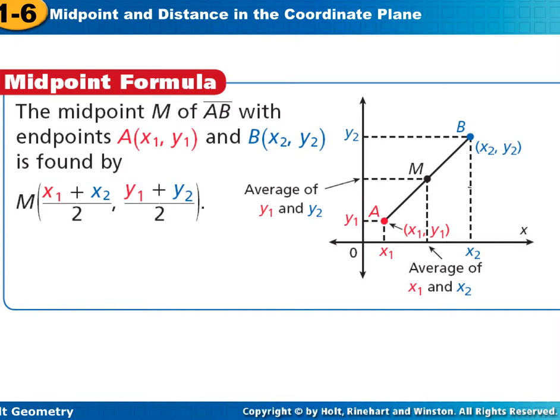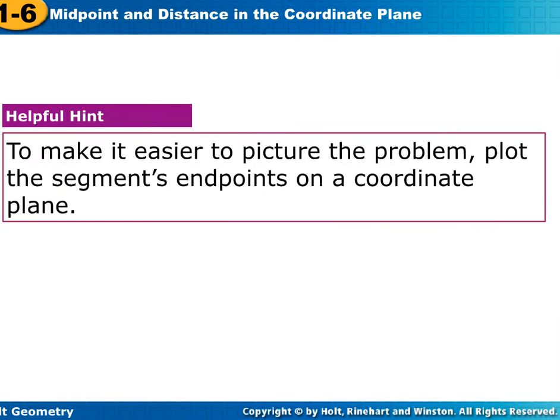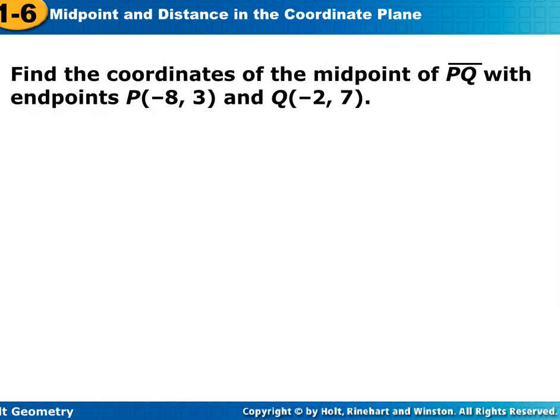So as a result, our formula for finding a midpoint coordinates, we average the x's, we add the two x's and divide by 2, we add the two y's and divide by 2. Finding the coordinates of the midpoint. Well, let's try that on this example. Okay, so find the coordinates of the midpoint of segment PQ. The endpoint P is (-8, 3) and Q is (-2, 7). Let's try the calculation and then we'll check it on the graph to make sure it worked out right.